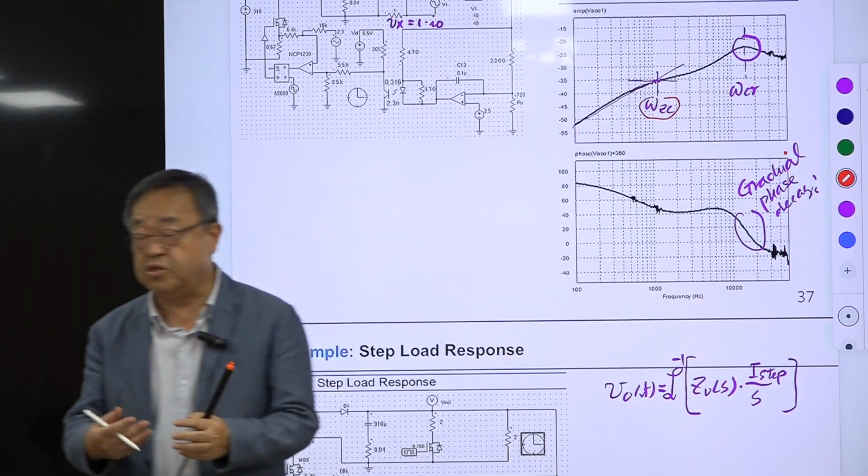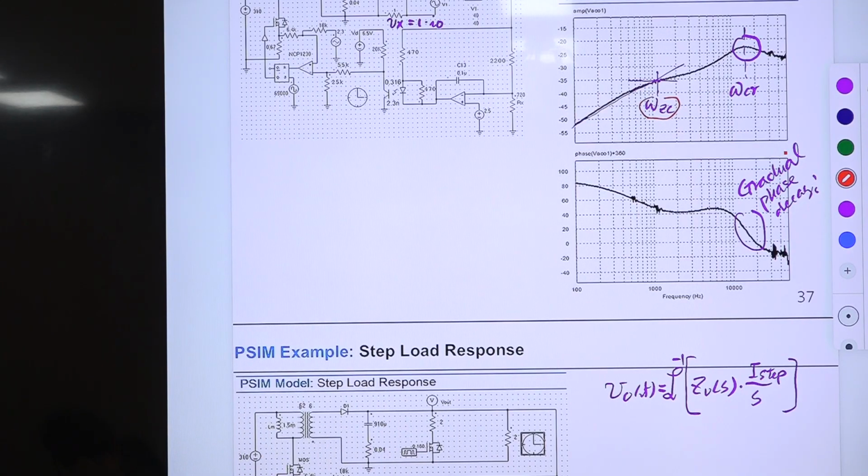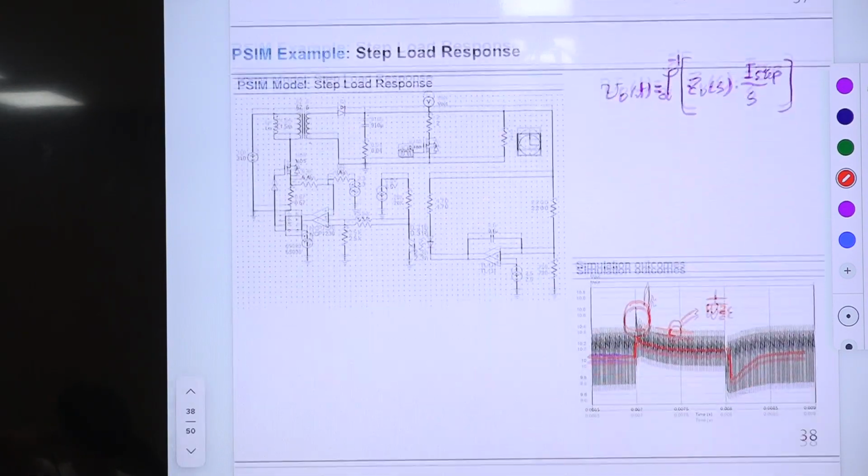Okay, so this is the way of relating or predicting the time domain transient response from the frequency domain transfer function, Bode plot, output impedance, something like that. Okay, right.